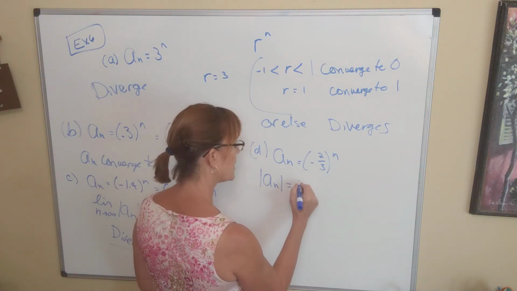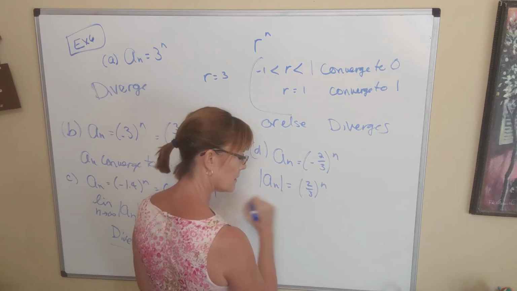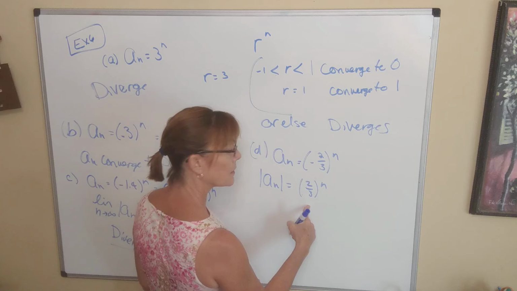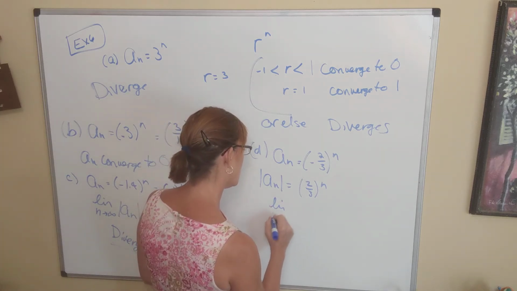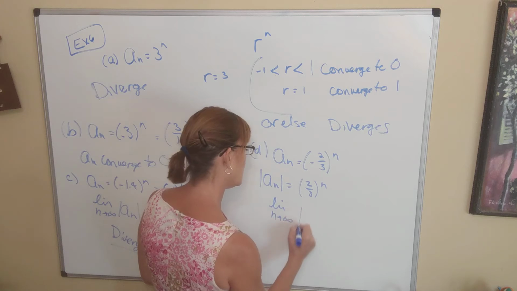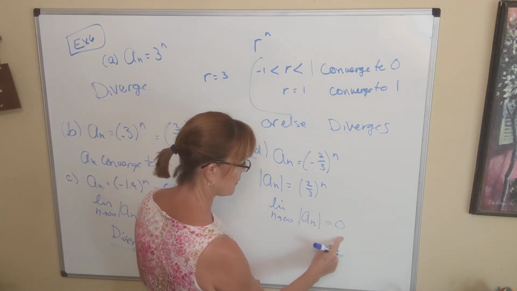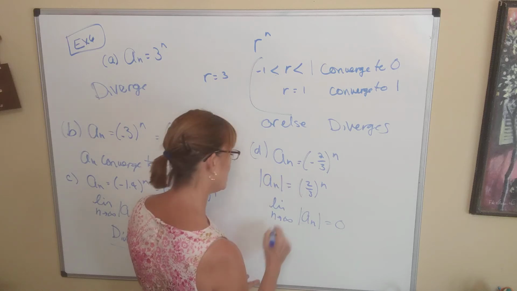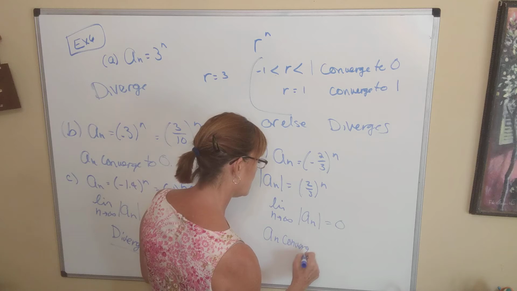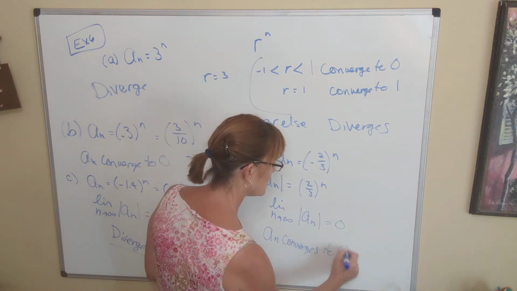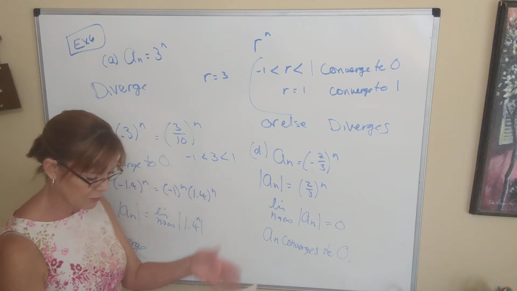That types out the negative, so we're looking at basically 2/3 to the n. All right, r is 2/3. It's between 0 and 1, so that means that the limit as n goes to infinity of a sub n is 0 because it converges to 0, and so that means that a sub n converges to 0. So this little rule is handy when we have something being raised to a power.